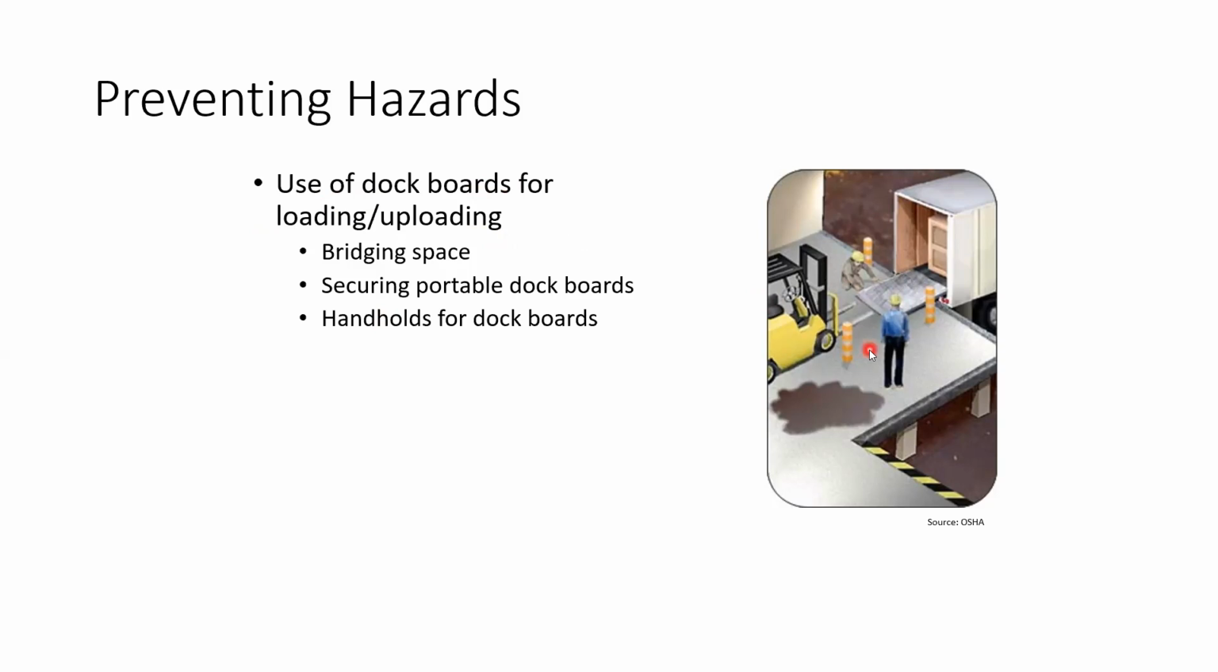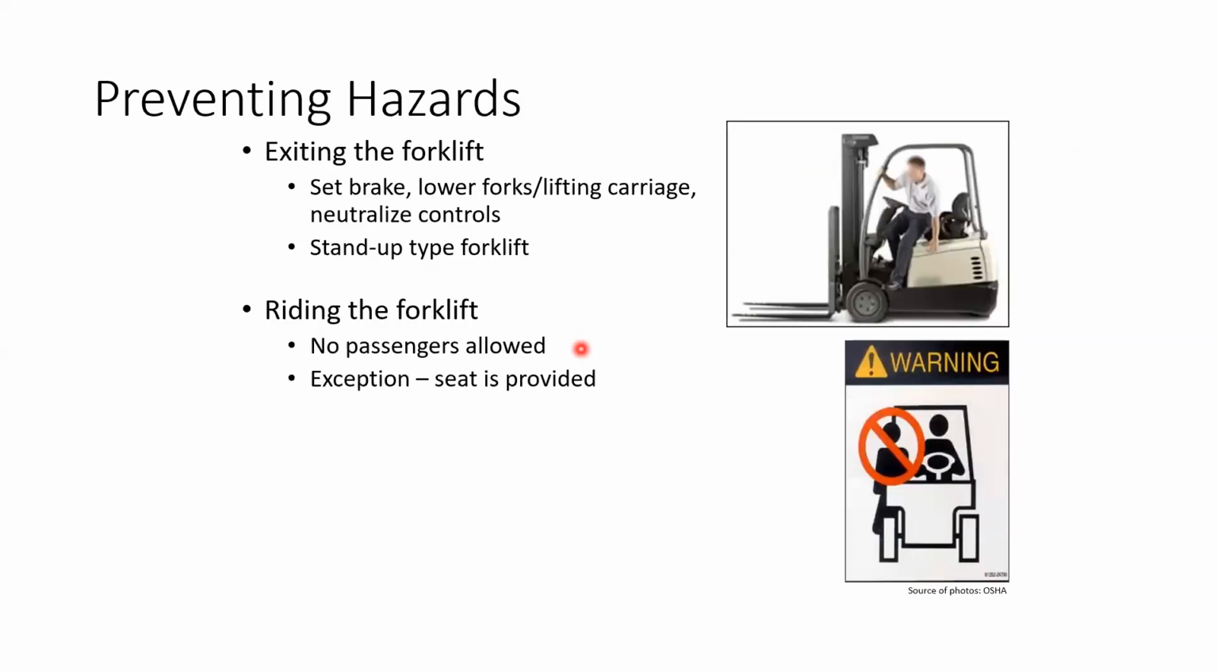This is for the forklift on ramps, like this. This is a very dangerous case for the forklift driver. Okay, we are unloading the container outside for exporting. This is the main type of exporting, like this. Okay, so there should be very tight control of these hazards. Okay, exiting the forklift: set the brake, lower the forks.